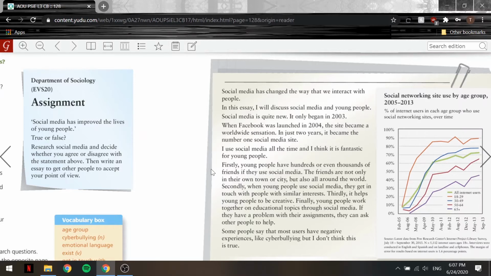How many friends does the average person have on Facebook? How do people use social media? So do they get in touch with people with similar interests? Does it help with creativity? Do they work on educational topics? And finally, how serious is cyberbullying? All of these need research.